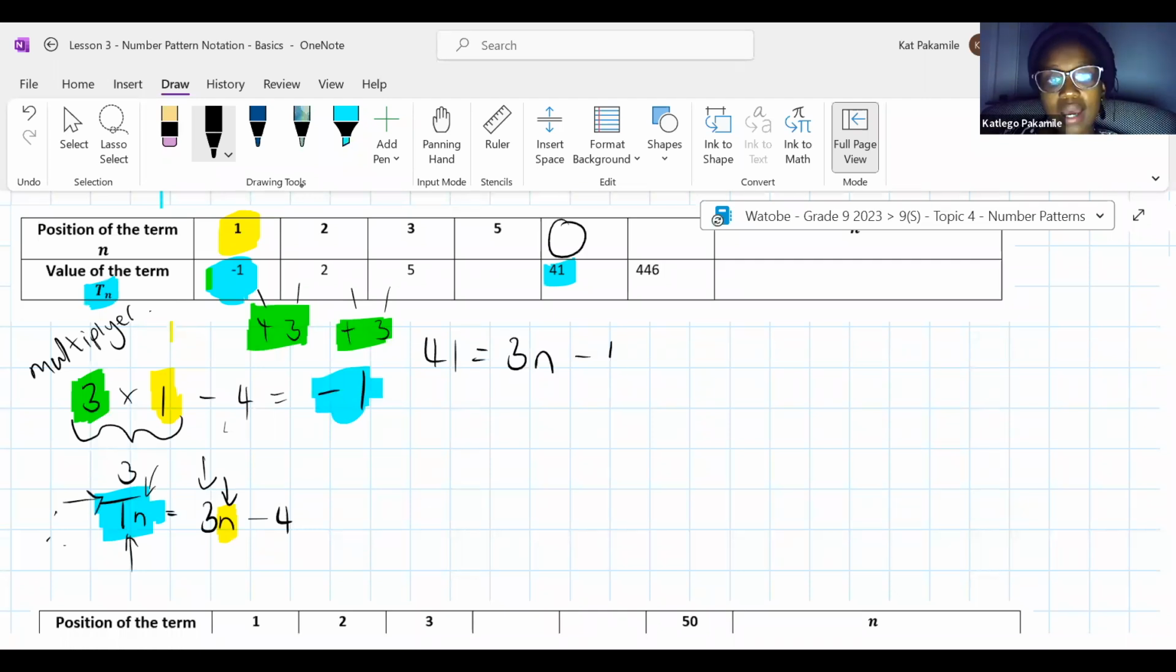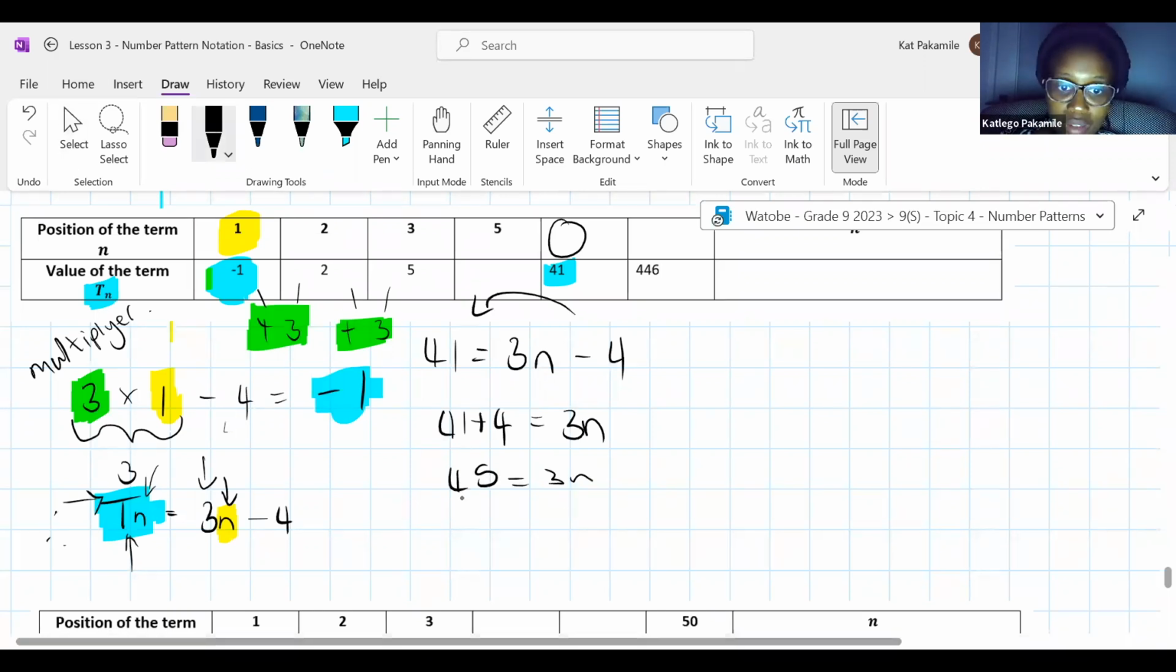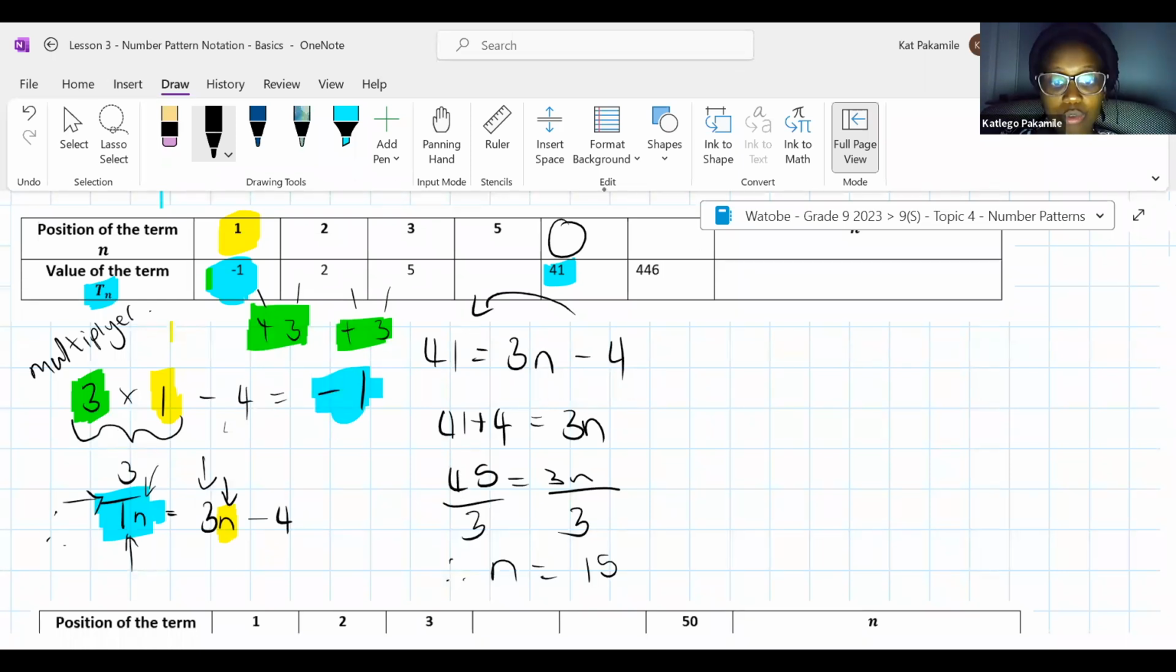Minus 4. Now what Sharifa so nicely explained to us is we're going to do the inverse. Okay? So this 4 is going to go over. It's going to be 41 plus 4 equals 3n, which makes it 45 equals 3n. Then she explained that since we had to multiply 3 and we want to do the inverse, we have to divide by 3. Therefore, the position of this will be 15. What an explanation. Beautiful. Valessa wants to do the next one, and then I think that's all we have time for today.